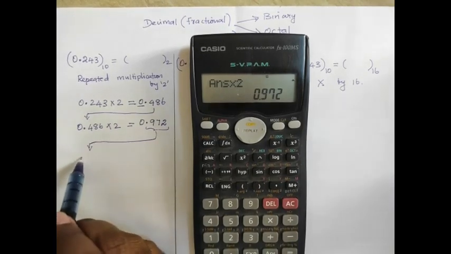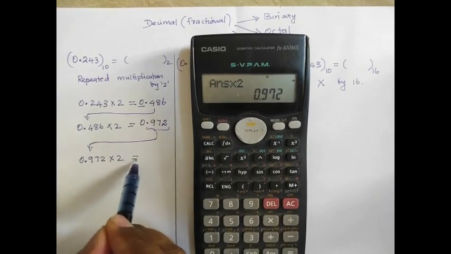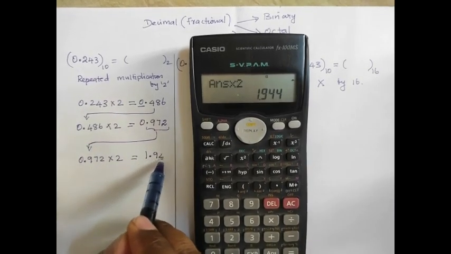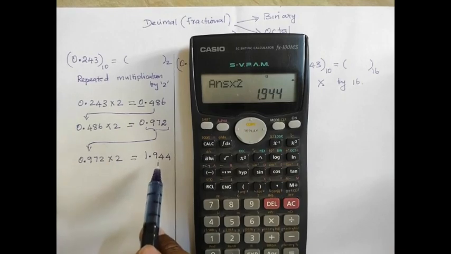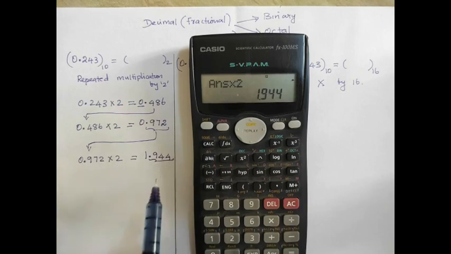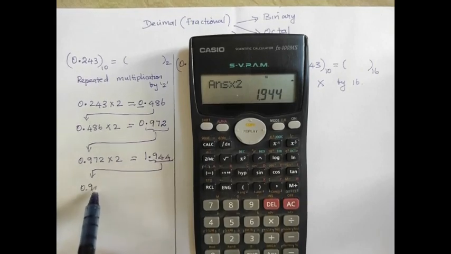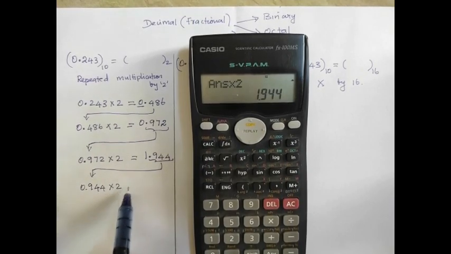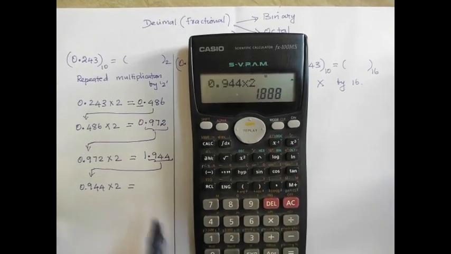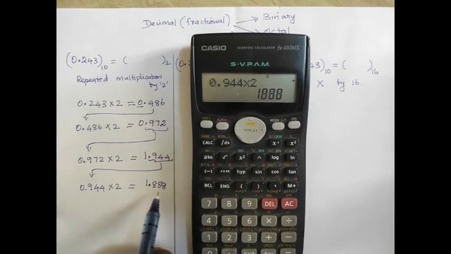So I take 0.972 and multiply by 2. What do you get? 1.944. In this case, look at this, I should not take this 1 for the next step. I should only take the 0.944. 0.944 multiplied by 2, you will get 1.888.